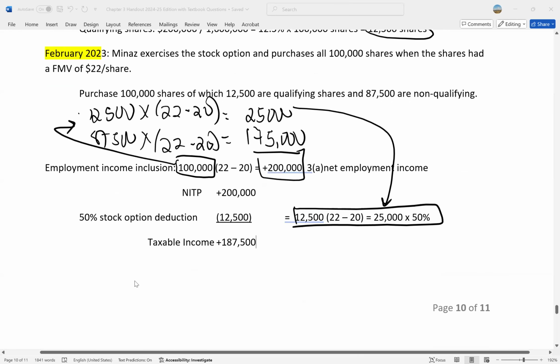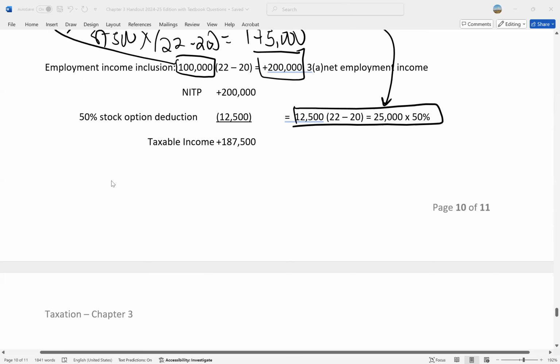So then the last part of this example, let's find it here.